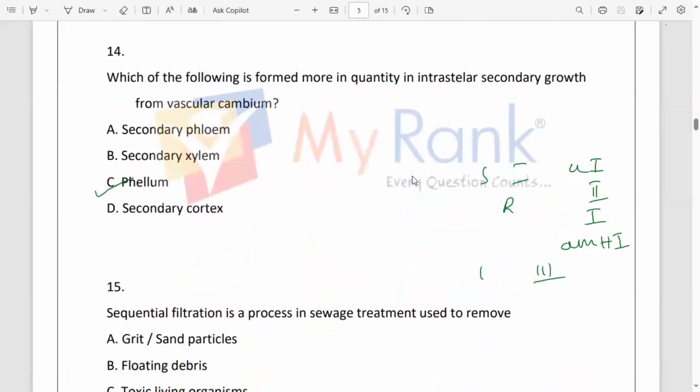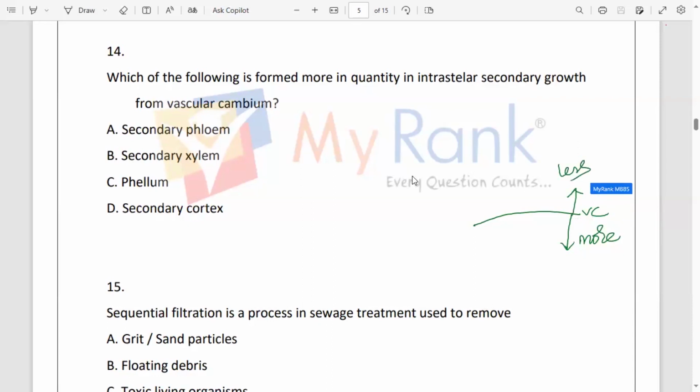Now let us go for the next. Now going to question number 14. Which of the following is formed in more quantity in intrastelar secondary growth from vascular cambium? If you take the vascular cambium, the activity of vascular cambium is more towards inside, less towards outside. So more amount of xylem is formed than the outer phloem, the secondary phloem. So the answer here would be secondary xylem, which is otherwise called wood. That is the second option.